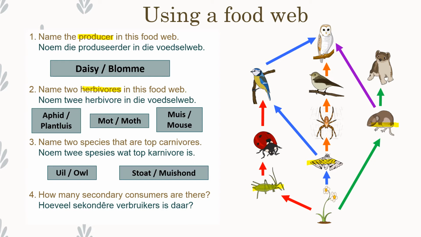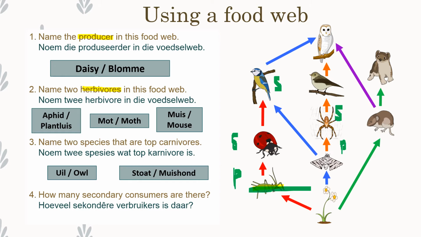So now you have to go and count. Let's start. Let's follow the red path. This aphid in the red path would be a primary consumer. Then this ladybug would be the secondary consumer. Following the blue path, this moth would be the primary consumer, and that little bird would be the secondary consumer. Following the orange path, the moth would be the primary consumer and the spider would be the secondary consumer.